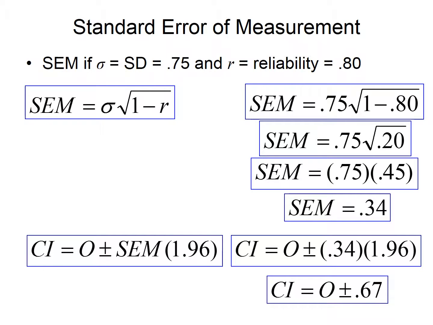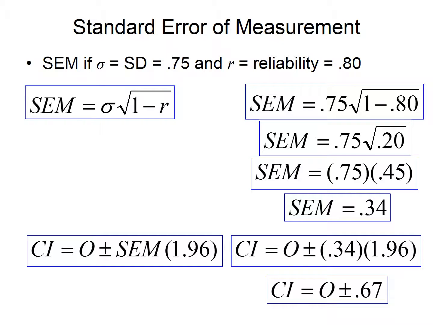For example, if we have a standard deviation of 0.75 and a reliability of 0.8, we simply put them into the equation. The 0.75 goes where the omega is in the symbol, so standard deviation, and the reliability goes where the R is. And then we just run through the equation. So 1 minus 0.8 inside the square root sign becomes 0.2. The square root of 0.2 is 0.45. We multiply 0.75 by 0.45. We get 0.34. That's our standard error of the measurement.